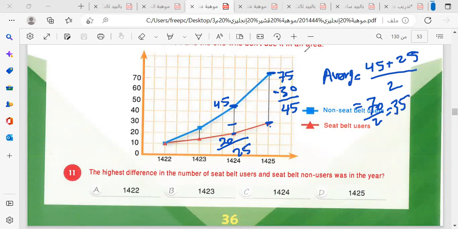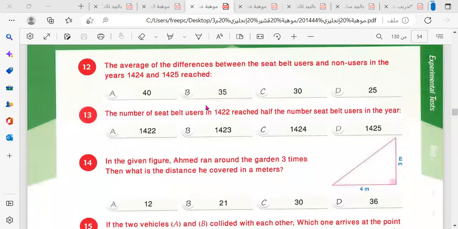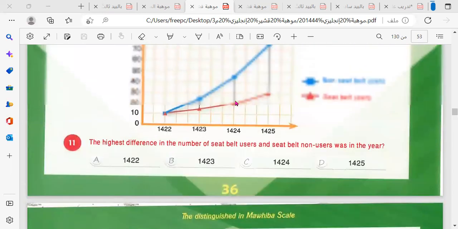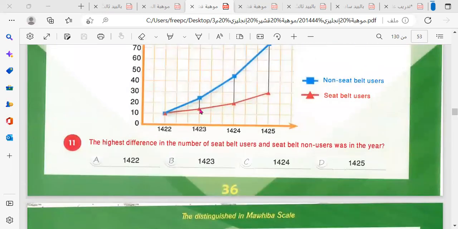Online student, is it clear? Yes. Right, good. Okay, now number 13. The number of seat belt users in 1422 reached half the number of seat belt users in the year... Where is it? 1422. What is it here? It will be 10, right? Here will be 10.